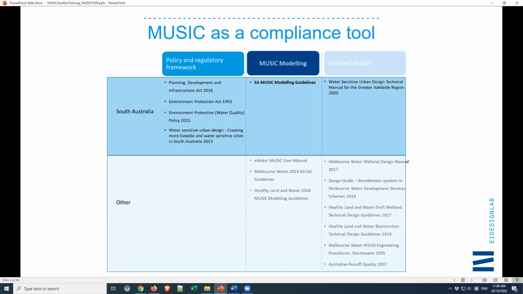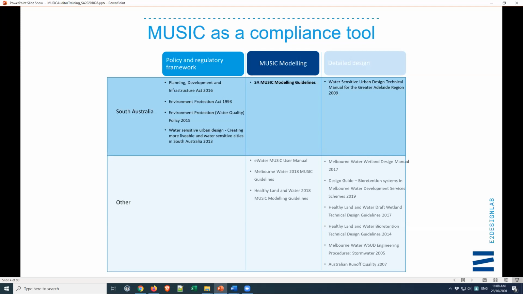You've got your Infrastructure Act, your Environment Protection Act, etc. And then critically, your water sensitive urban design policy for South Australia, which sets out a range of objectives. We have the MUSIC guidelines, which are in train and hopefully will be finished by the end of the month or end of this year at least. And they will set out some clearer guidance on modelling for MUSIC and some parameter ranges you should use and some principles and approaches to that modelling.